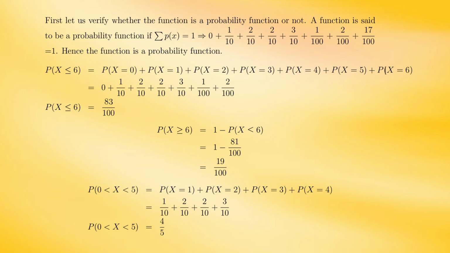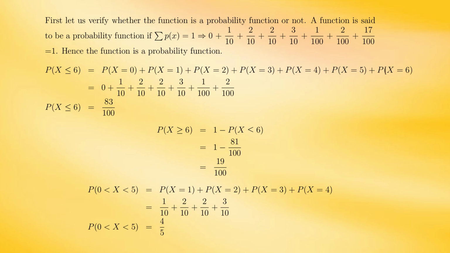Now, probability of x less than or equal to 6 is equal to probability of x equal to 0 plus probability of x equal to 1 plus probability of x equal to 2 plus probability of x equal to 3 plus probability of x equal to 4 plus probability of x equal to 5 plus probability of x equal to 6, which is equal to 0 plus 1 by 10 plus 2 by 10 plus 2 by 10 plus 3 by 10 plus 1 by 100 plus 2 by 100 plus 17 by 100, which is equal to 83 by 100.